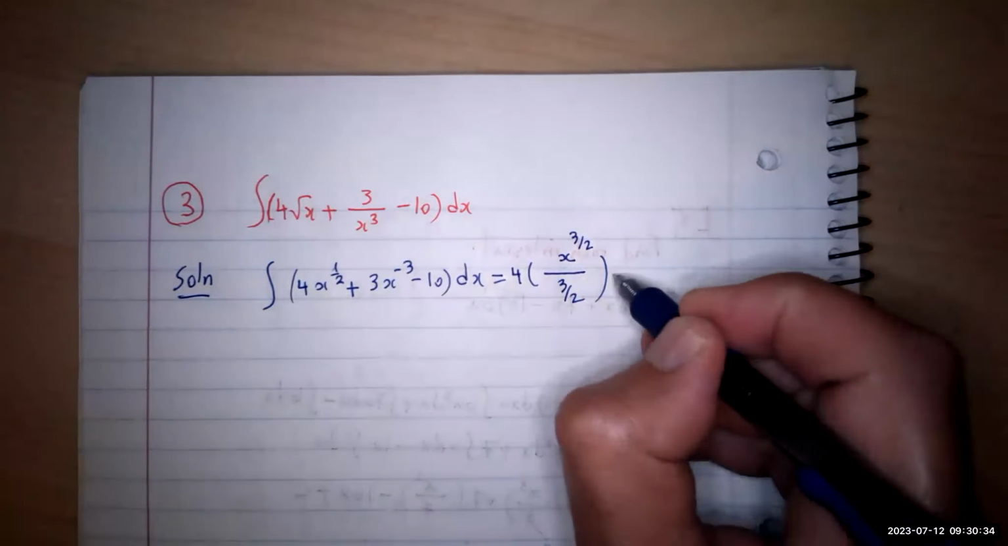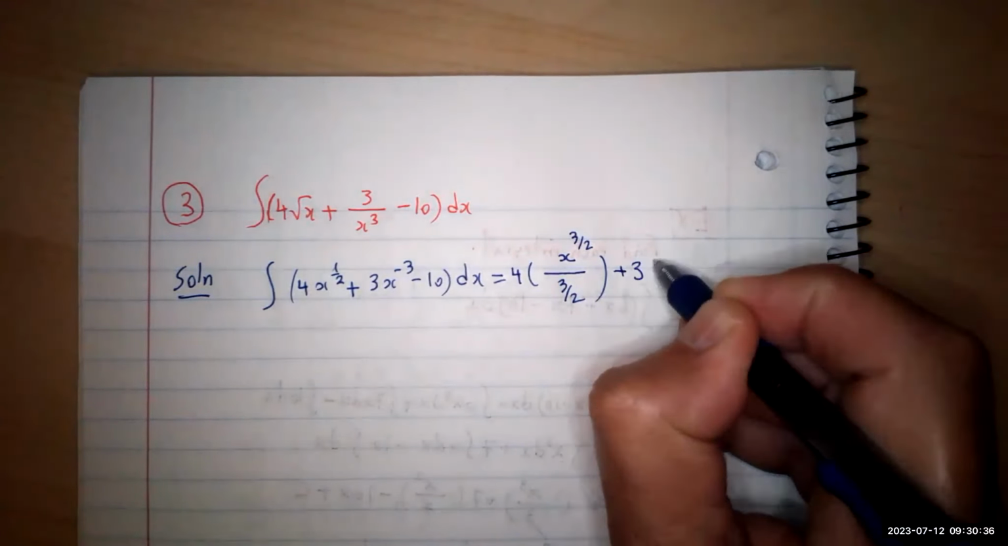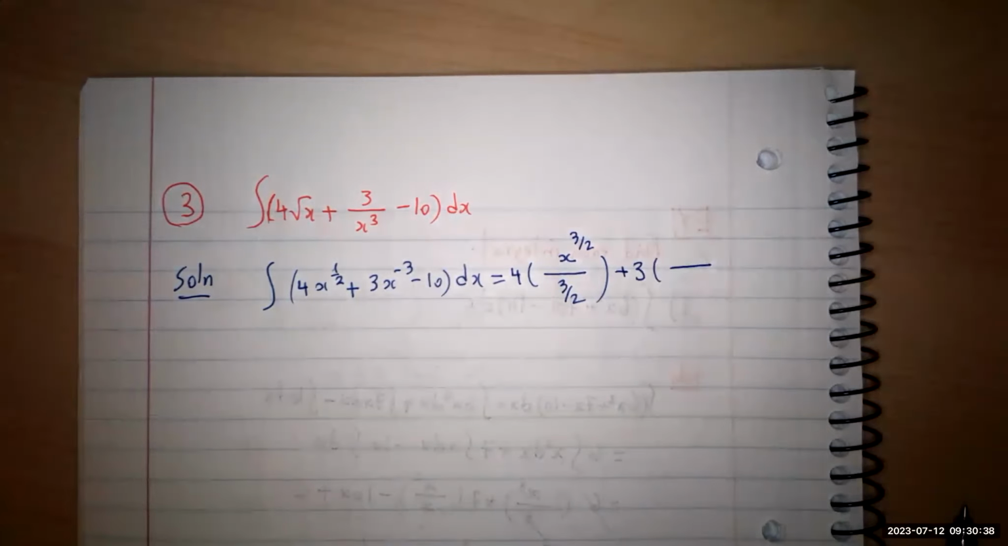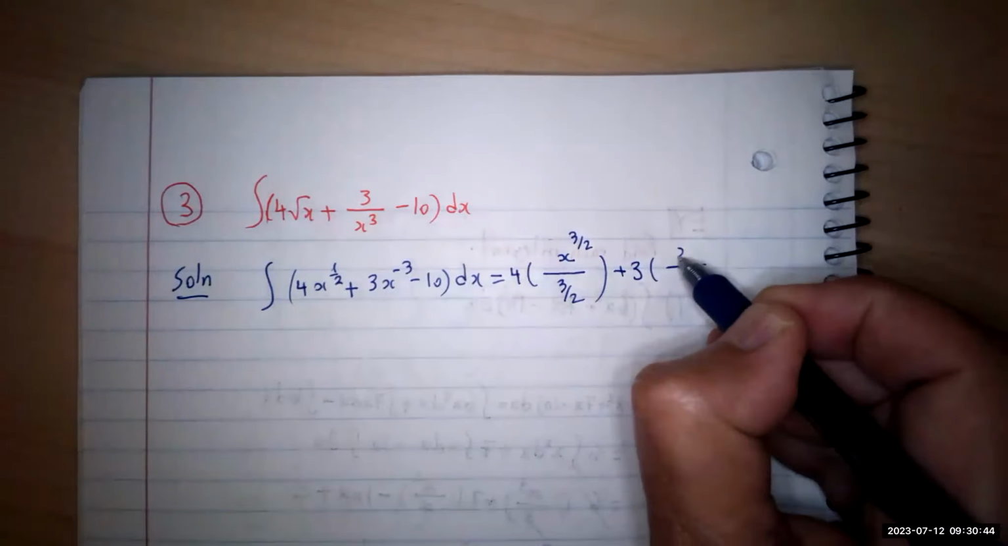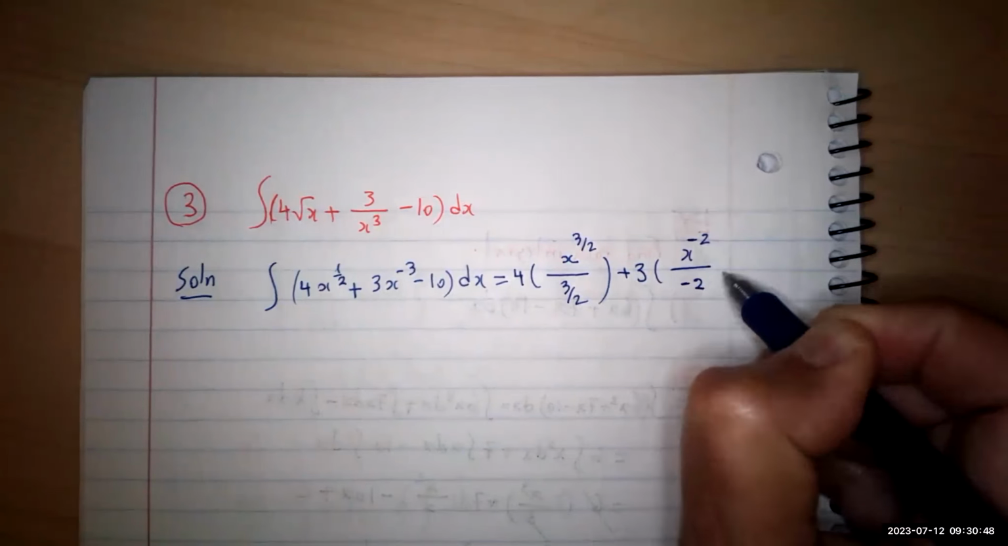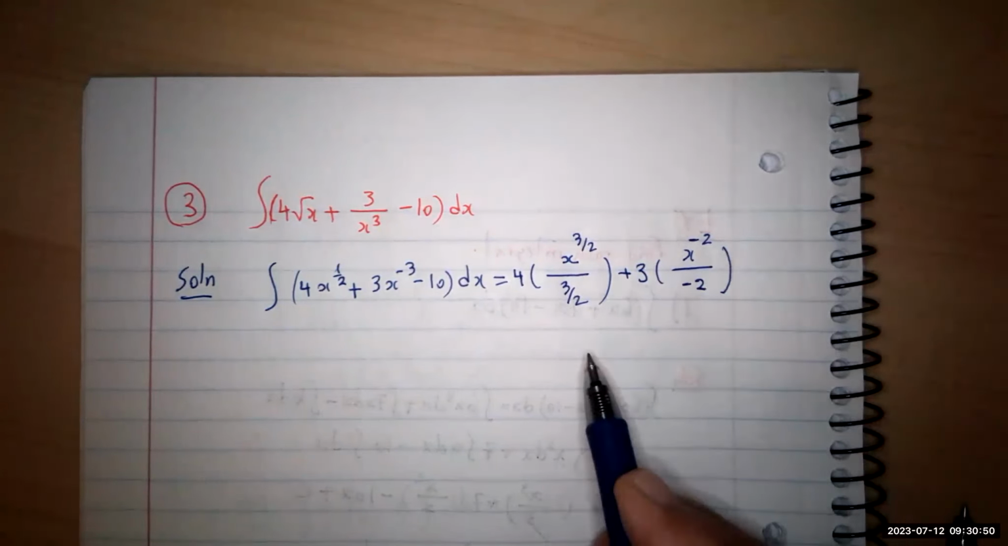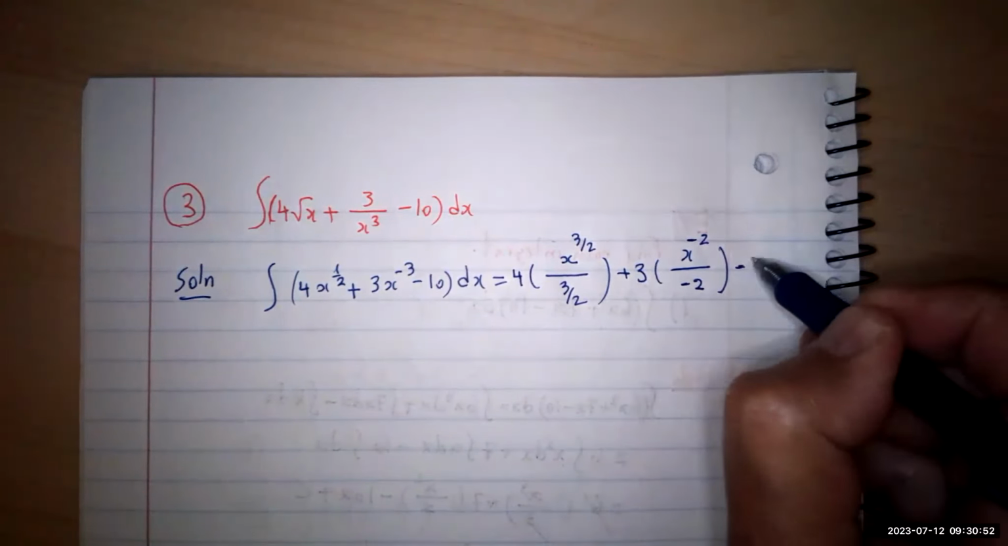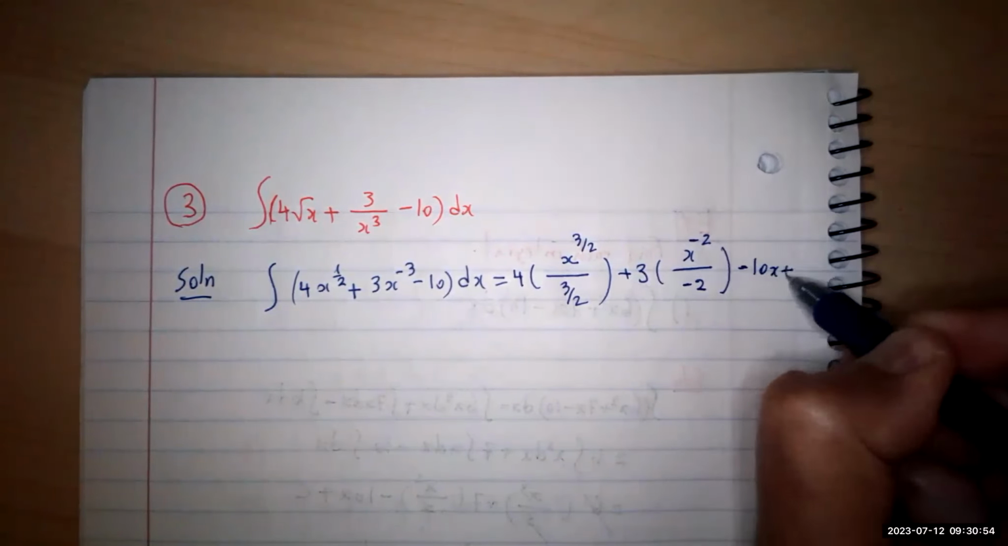Now the second one, the coefficient is 3. So the power x to the negative 3, you move up 1 unit, x to the negative 3 plus 1 would be x to the negative 2. Okay, x to the negative 2 divided by negative 2. And the integral of a 10 is 10x plus the constant c.